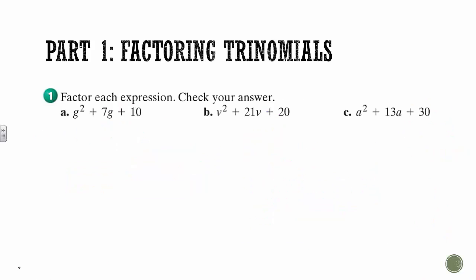So let's try some all on our own. So when we look at this, we know we have to break this 7g up. But we have to break it up in a special way. So we want two numbers that add to 7, and those same two numbers have to multiply to make that 10 every single time. So stop and think about your numbers that multiply to make 10. You have 1 and 10, 2 and 5, and that's it. So the ones that are going to add up to make 7 are 2 and 5.